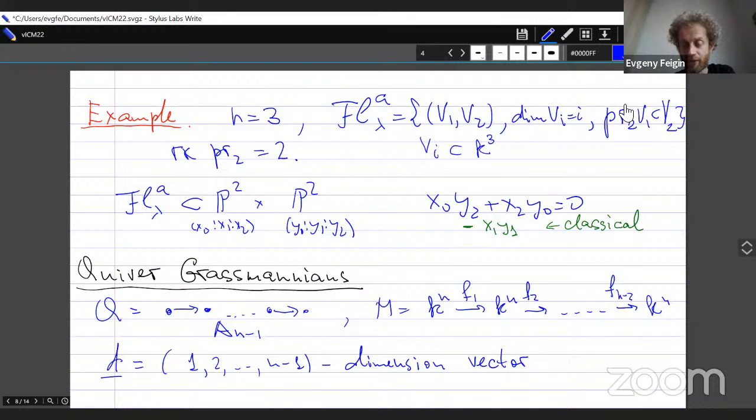So this is the relation. And the difference with the classical case is that we don't have the middle term x1, y1, which is present in the classical situation. So you can see that this is indeed a degeneration where you just somehow kill the central term x1, y1. So, well, these varieties, they are singular, but still nice.